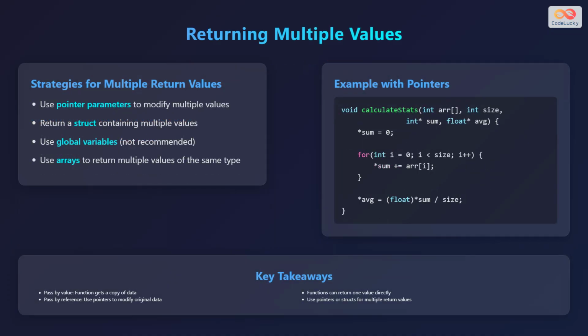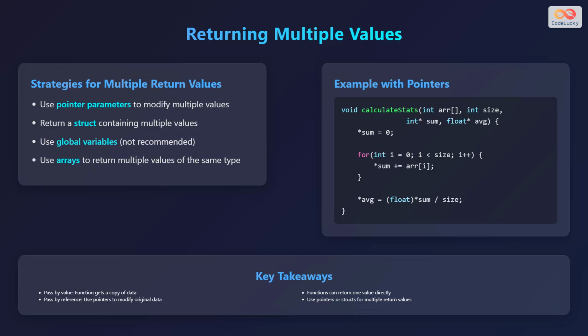Finally, let's explore strategies for returning multiple values from a function. Since a function can only directly return one value, there are several ways to effectively return multiple values. You can use pointer parameters to modify multiple values directly. You can also return a struct containing multiple values. Returning multiple values using global variables is generally not recommended due to potential side effects. You can also use arrays to return multiple values of the same type.